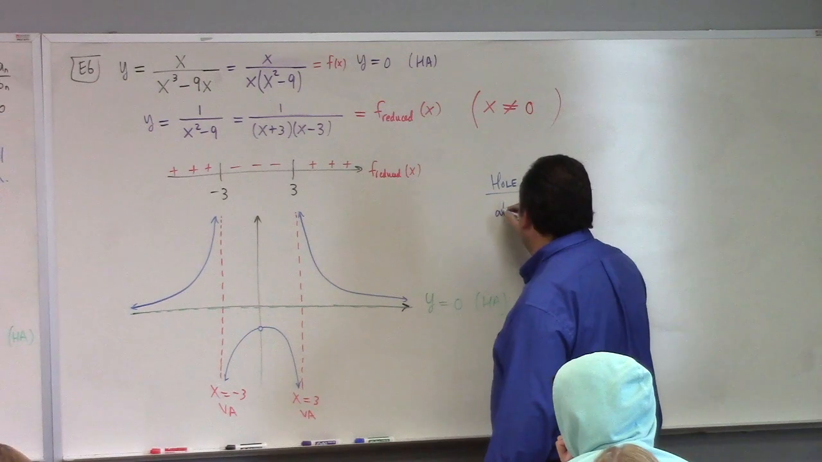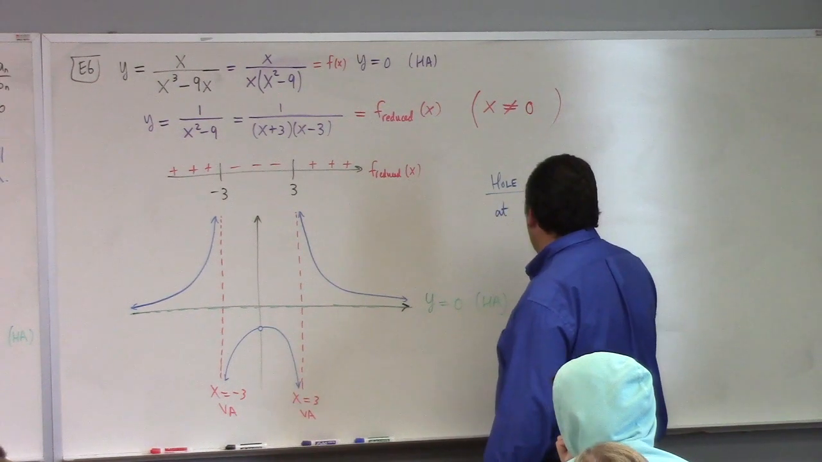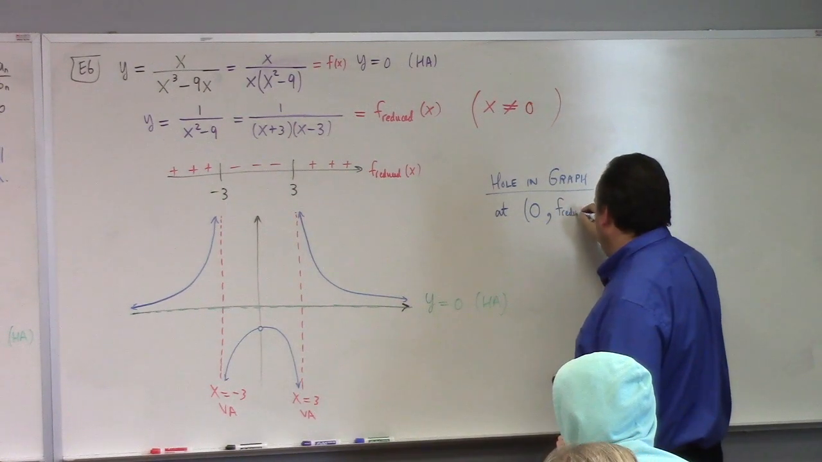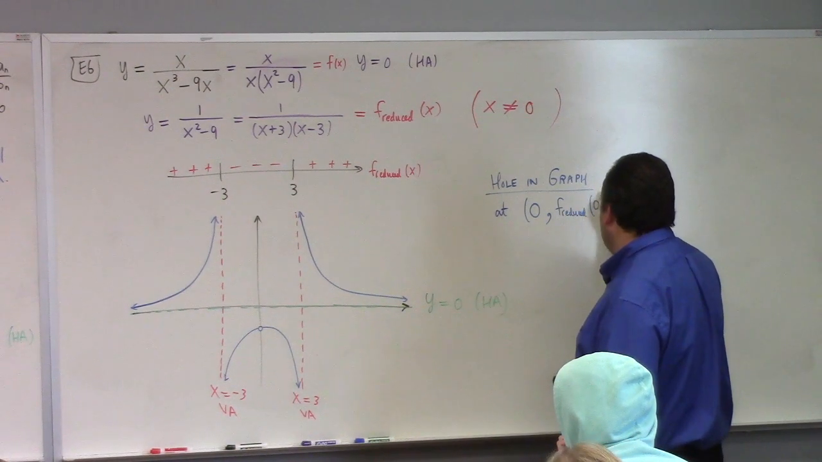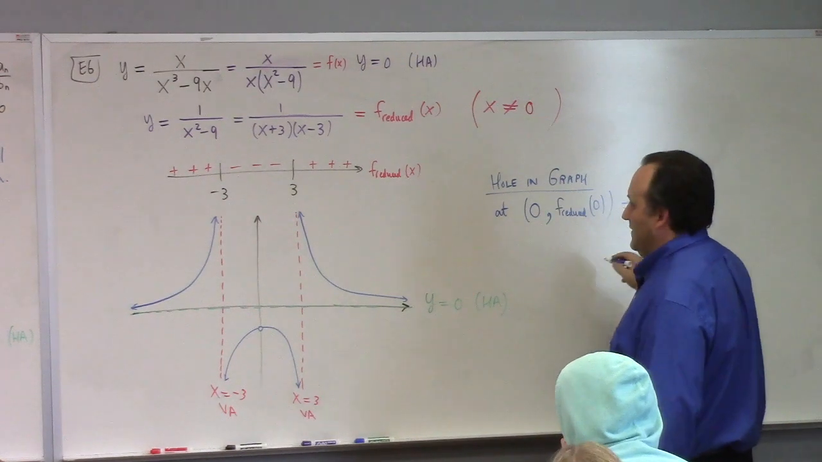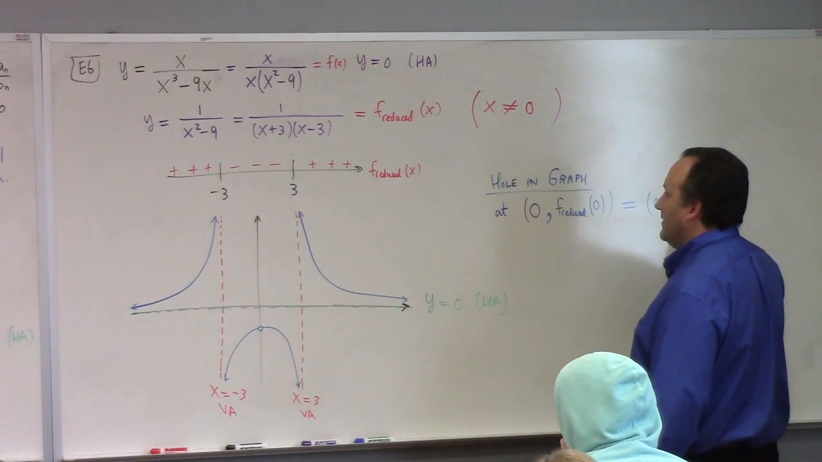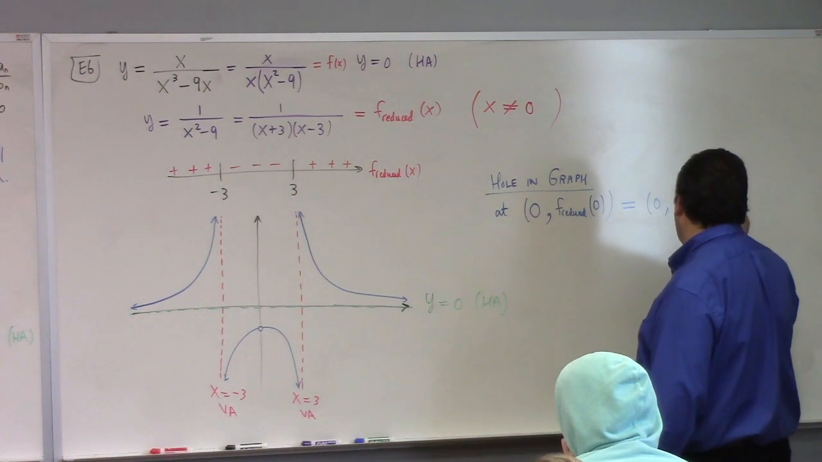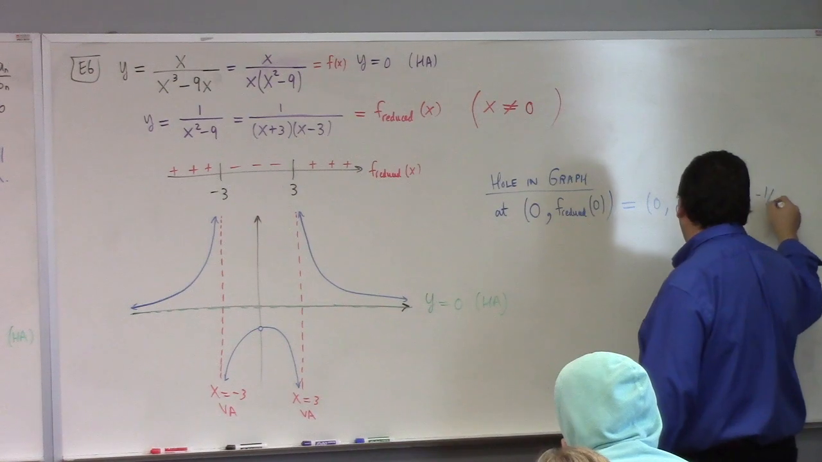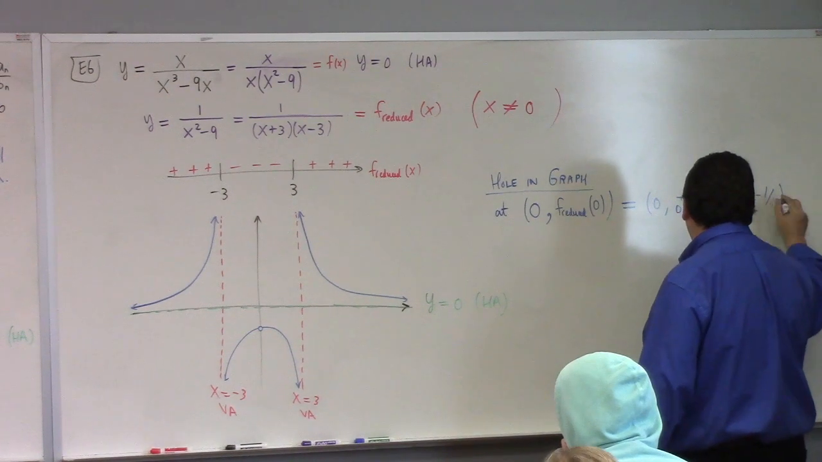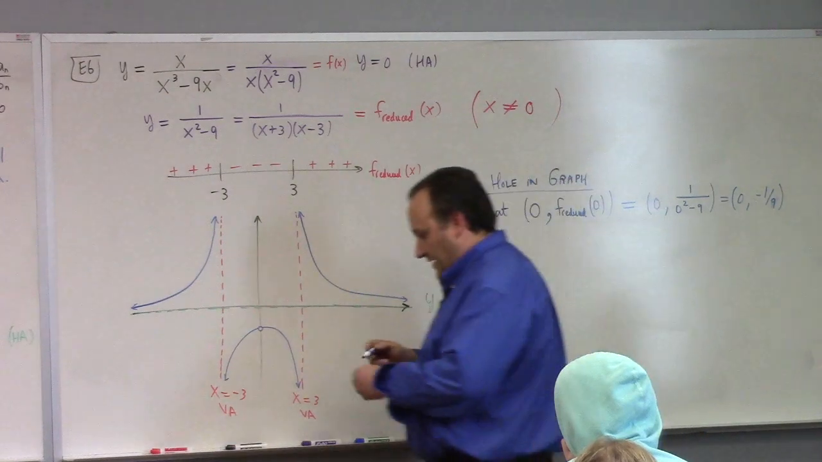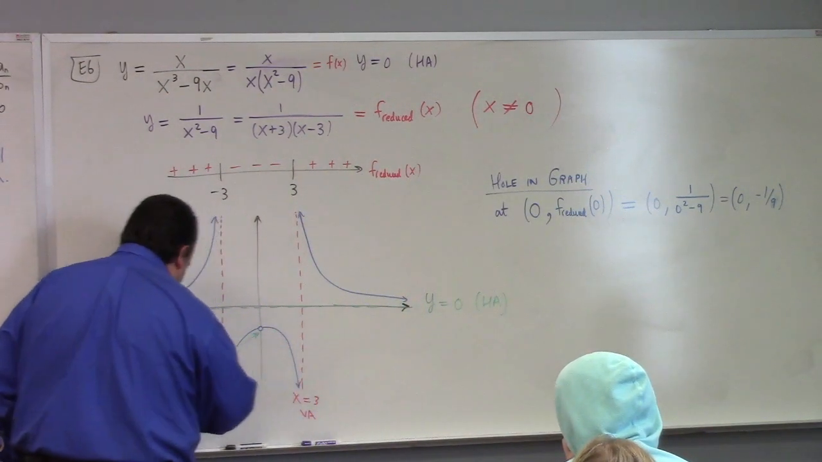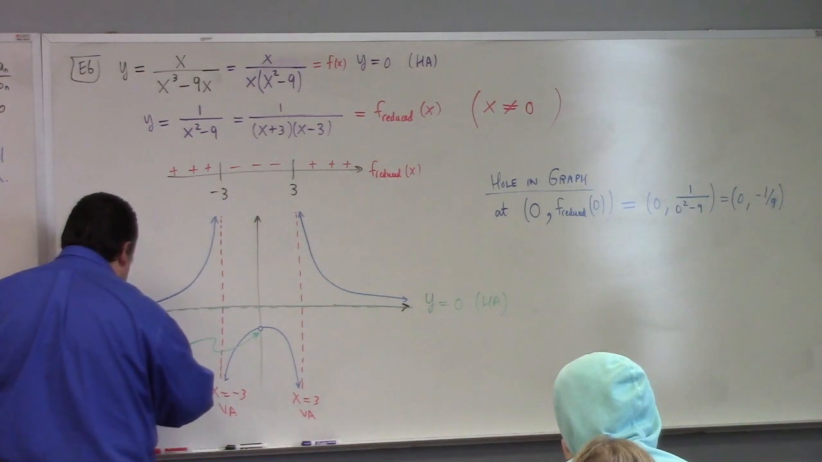It's going to be at x equals 0. And then what I do is I take the reduced function and I feed it the x coordinate for the hole in the graph. So that's actually 0, comma, 1 over 0 squared minus 9, which is also known as minus 1/9. And so there you go. This hole in the graph right there is actually at 0, comma, minus 1/9.